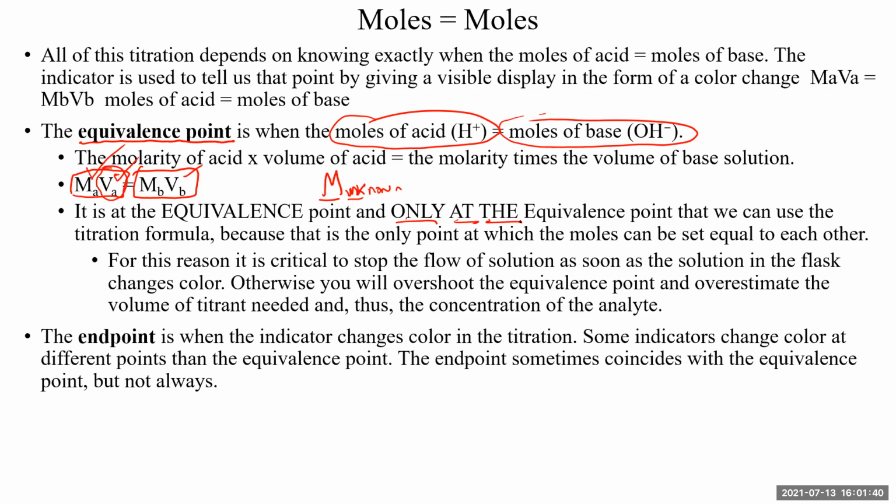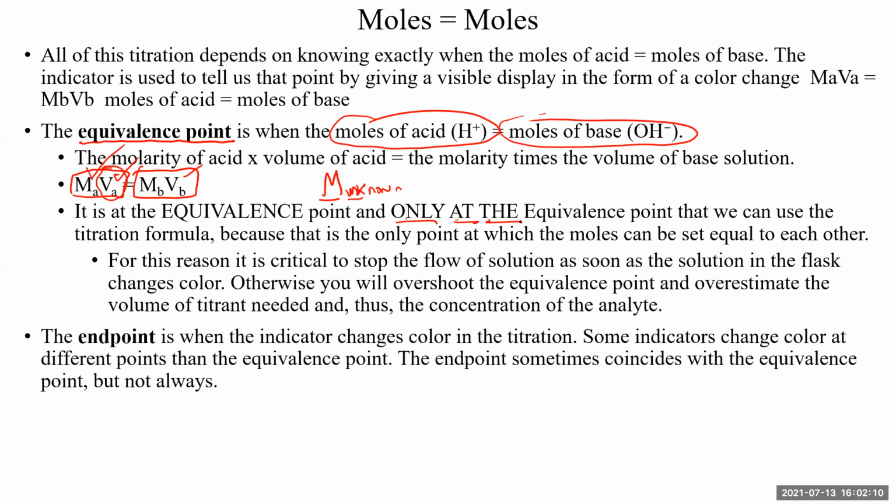For this reason, it is critical to stop the flow of solution as soon as the solution in the flask changes color. In other words, assuming that your endpoint does coincide with your equivalence point. Most of the time, especially in intro chem and even the next semester of chem, you will be using phenolphthalein, which does coincide more or less with the equivalence point. It's at the point of neutrality that the endpoint for phenolphthalein lies.